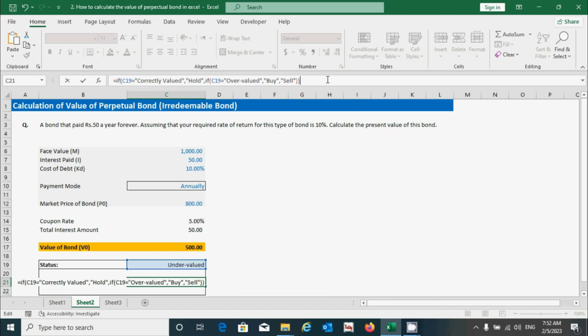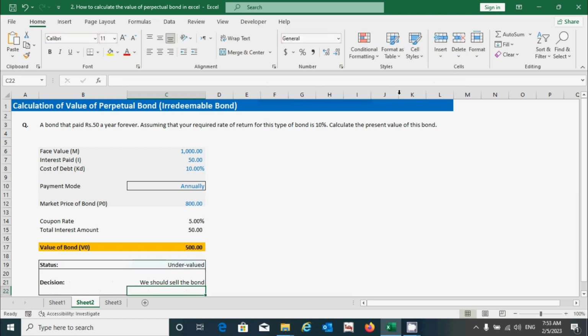Right, now before I press the enter key, I'm going to add a few words to make the sentence here. Like, we should hold the bond. Okay, similarly I'm going to add here, we should buy the bond, and here I'm going to write, we should sell the bond. Okay, and now press the enter. Alright, you can see this. As per our status, we should sell the bond because of undervaluation.